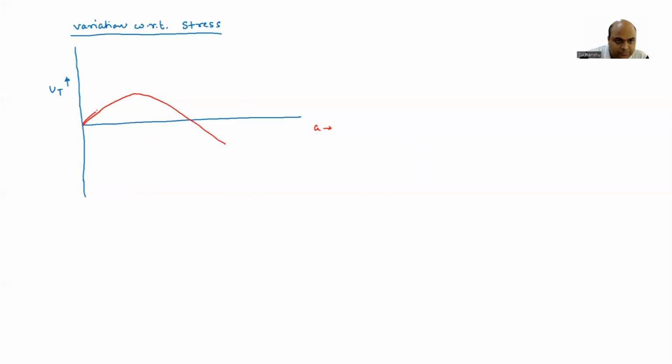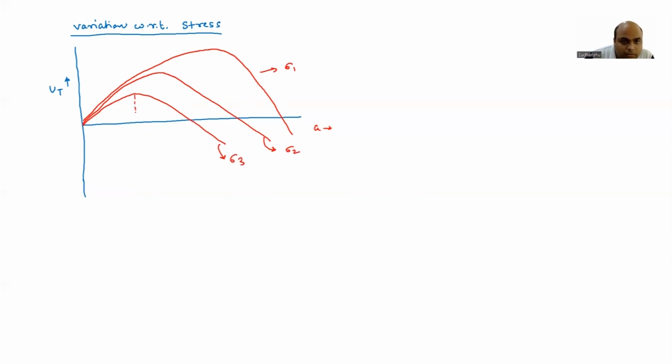1, 2, 3. Okay, so this is sigma 1, sigma 2, sigma 3. And then for sigma 3, we are going to have one critical crack length A3 star. For sigma 2, we are going to have A2 star. And for sigma 1, is A1 star. Okay. And here we have sigma 3 greater than sigma 2 greater than sigma 1.